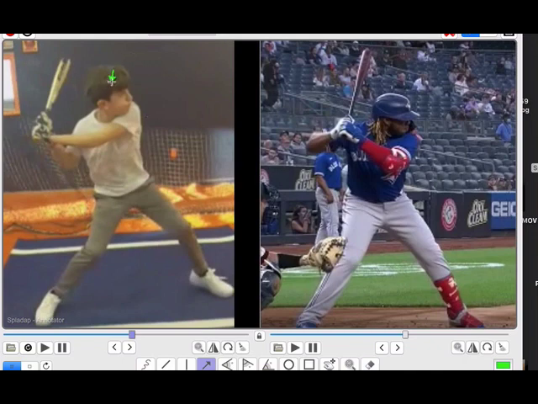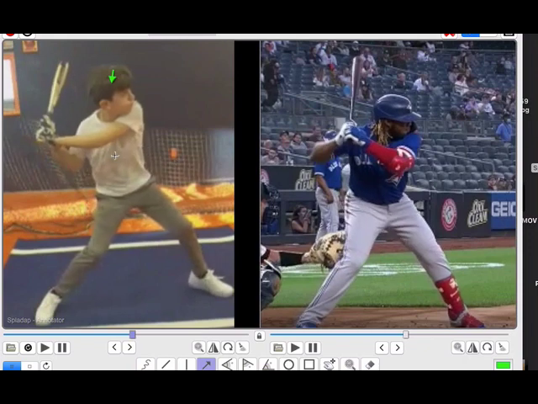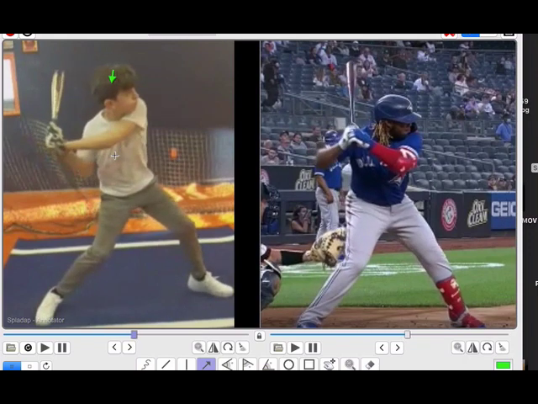Like, for instance, I believe that this lunging characteristic that we see with kids is a compensation mechanism where the brain knows, in order to get to this ball on time or to give himself a chance to get the barrel out there in time, his brain's saying, well, you know what, your swing back here is a little bit long.